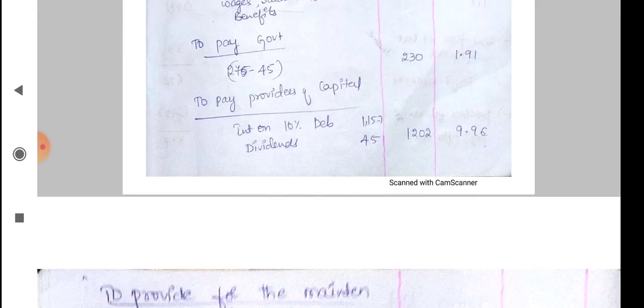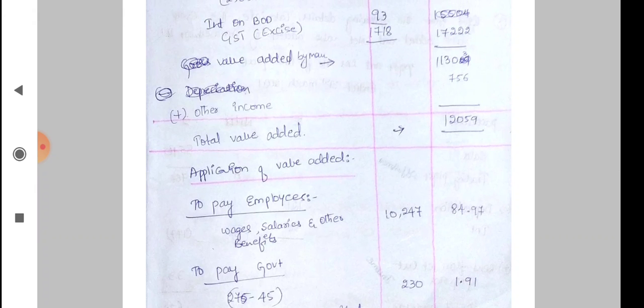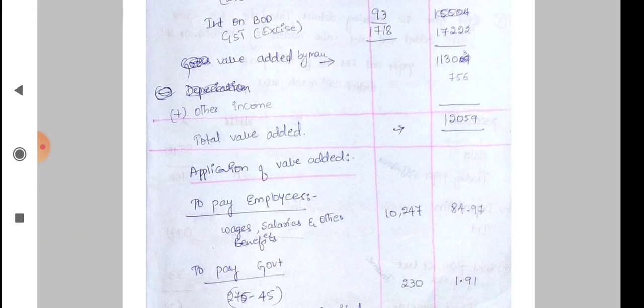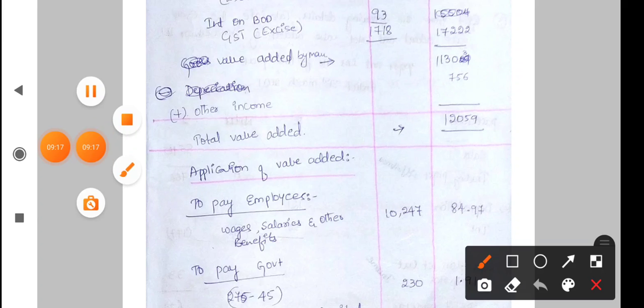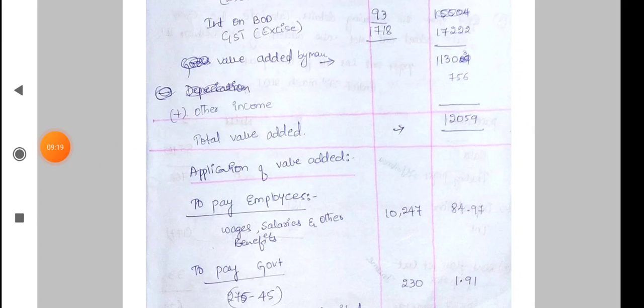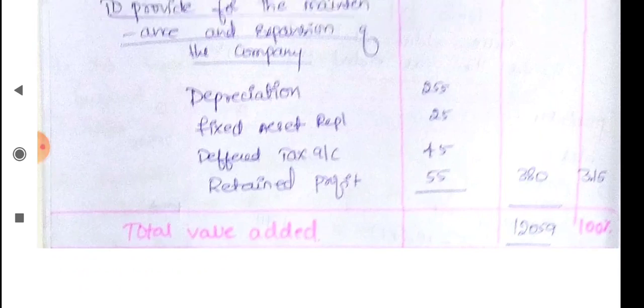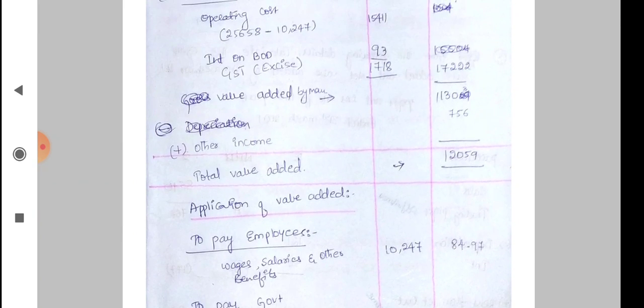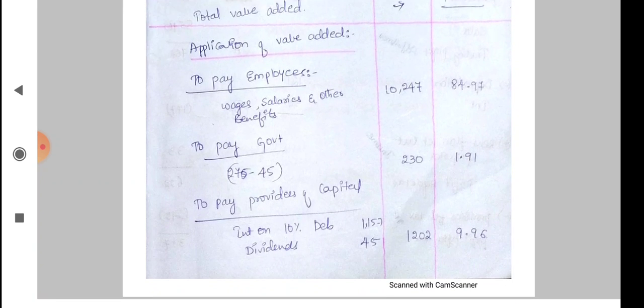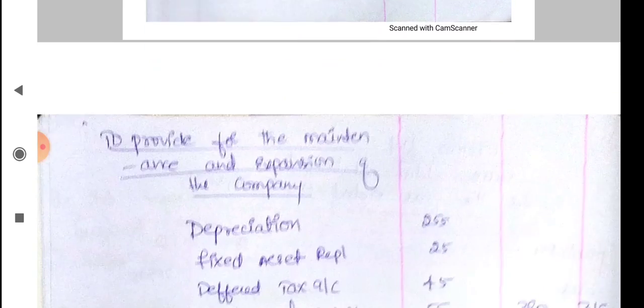So when we total all these things, it should come 12,059. The first value in the first step and the value in the second step should tally. Here also we have to get 12,059. In the first step also we have to get 12,059. Then only our solution is correct.